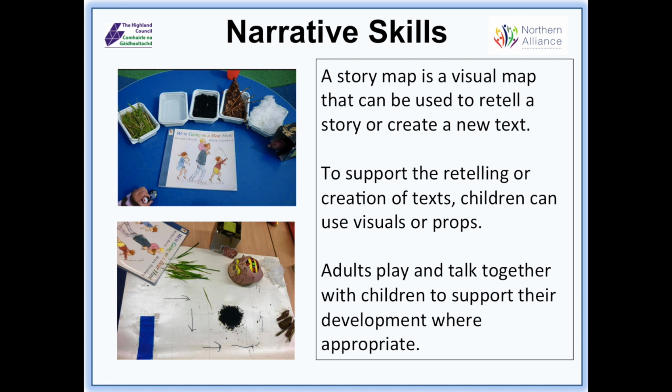The images on the screen show how children have used props to retell the story. The children have created a story map using these props. When retelling stories a number of times throughout the week, adults may also use gestures or actions to help support the retelling of a story.